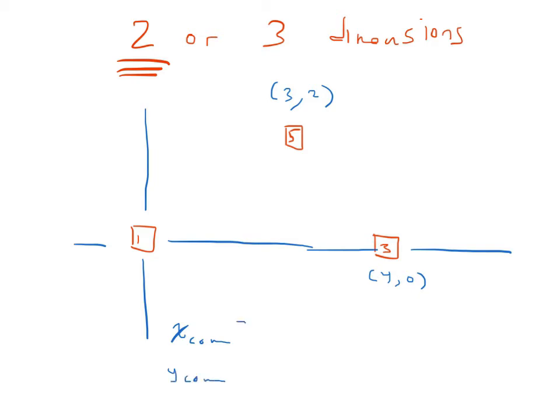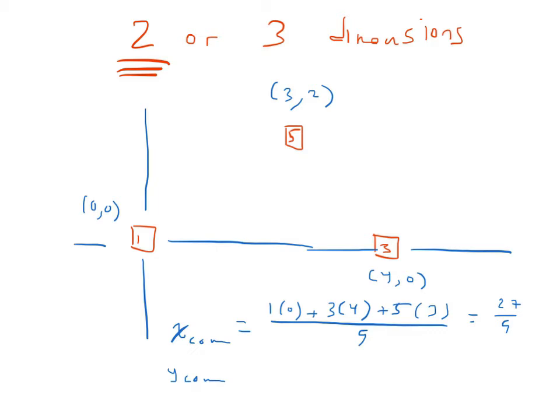And so to find the x center of mass, well, let's look at the x values. The 1 kilogram is at a position 0 away, plus the 3 kilogram, which is 4 units away, plus the 5 kilogram, which is 3 units away, and all over the total mass, which is 9. So the x position would be the sum of all that, which is 27 over 9. I didn't even mean to make it work out so nicely, which is at 3.